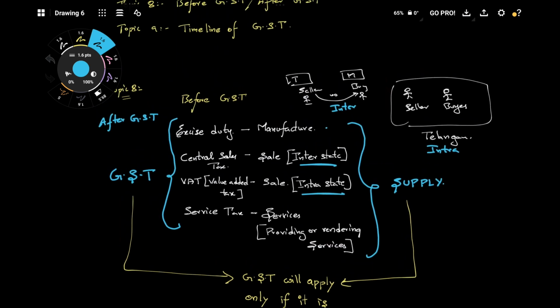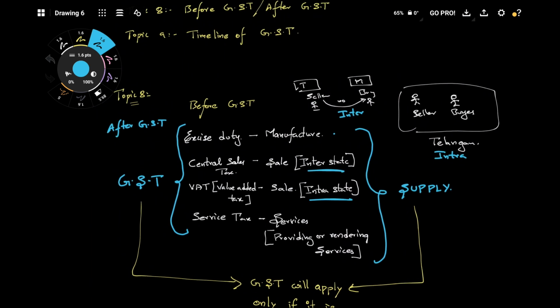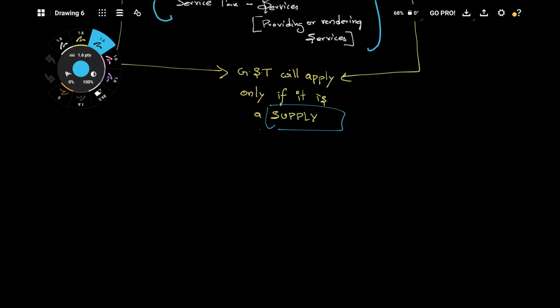So this is our topic 8. This is one view from basic level. What are the different taxes and what kind of activities are they levied on, and after that, all these taxes are subsumed into a single tax called GST, and all these acts, manufacture, sale, service, are subsumed into a single one known as supply. Okay, I hope it is clear to you guys. Let's move on to next bifurcation.